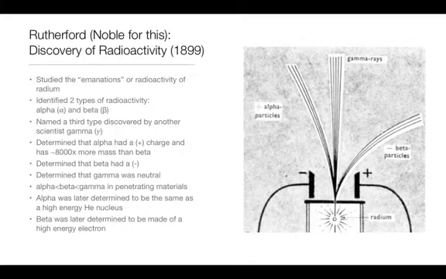One of the other things that's important to understand is that there are different energies associated with these types of radiation. Alpha particles have the least penetrating power, meaning they can't go through much material, whereas gamma rays are the most penetrating and go through quite a bit of material. The beta particles are somewhere in between.